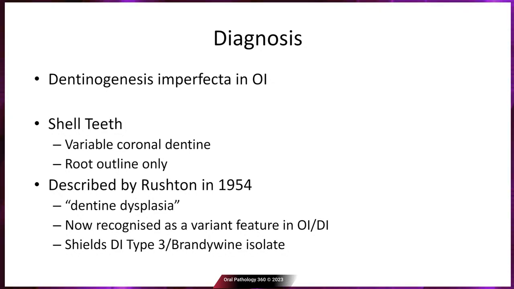And these shell teeth were originally described way back in 1954. There's very little in the literature. It was originally parked, as I've indicated, either as DI type 3 or as dentine dysplasia, and that is probably where it sits now in the classification. And so it demonstrates quite nicely that there is a wide phenotype, a variable expressivity of the trait in those who have these mutations.